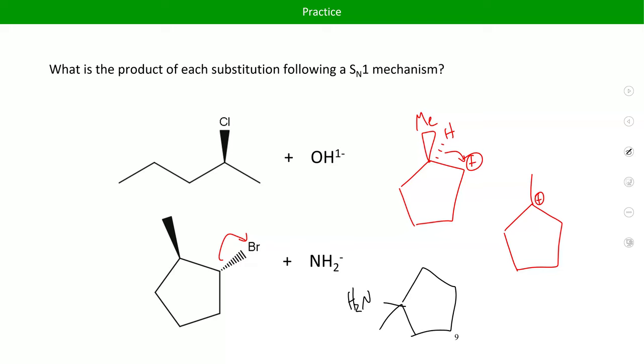The only other resource I've really been using outside of this class is Chad's Prep. He has a whole thing on it. All the lectures are free. You can pay like $10 a month to get access to practice problems and stuff, but all the lectures are free and that's all you really need.